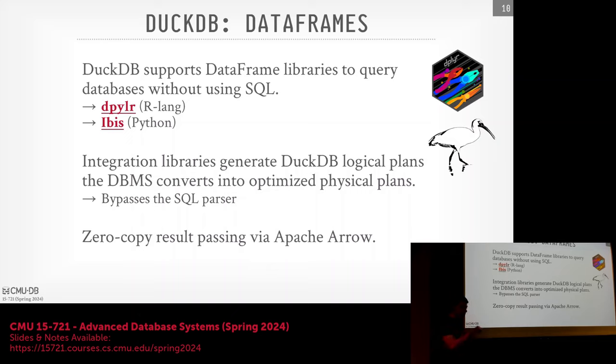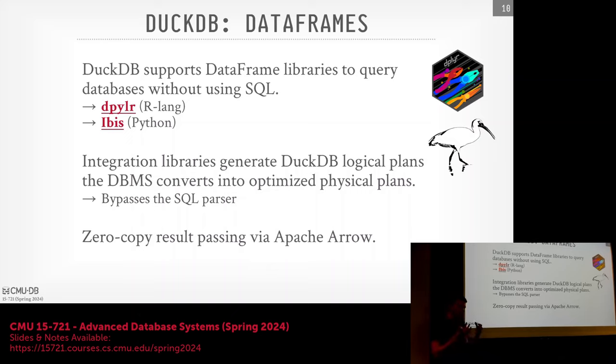Data frames came from Pandas, I think. Right. And the guy that invented Pandas also invented Arrow. So that's the connection there. But the idea is that through the Pandas API or dplyr or Ibis, you can manipulate what you think are data frames in memory, that could be in the Apache Arrow format.